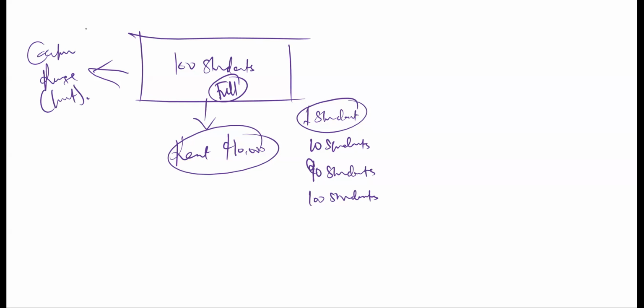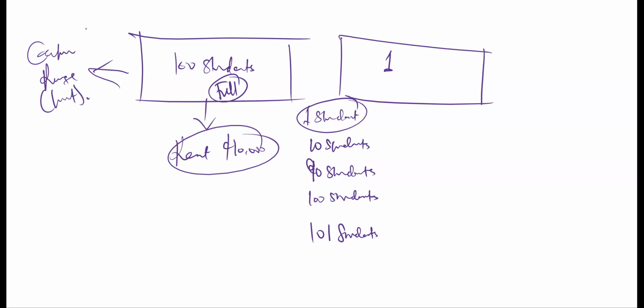But what if now I bring 101 students? What happens? It means that we will need a new room to put that extra one student, because this room is full. Now, the rent is also 10,000 for this new room, until it gets full again. So fixed costs are only fixed up to a certain level and they increase as the range changes.